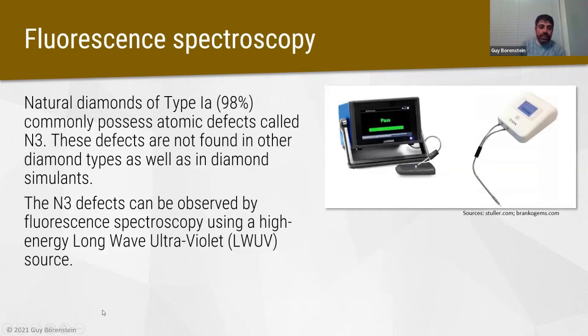Another technology that we have is the fluorescence spectroscopy. In this technique, we are looking for a feature that's called N3. It's a feature that's been created by the aggregated nitrogen. And this machine is looking for this effect. This effect can be created only after millions of years, meaning that this effect is only available in naturals. You can find it in lab-grown. You cannot find it in simulants.